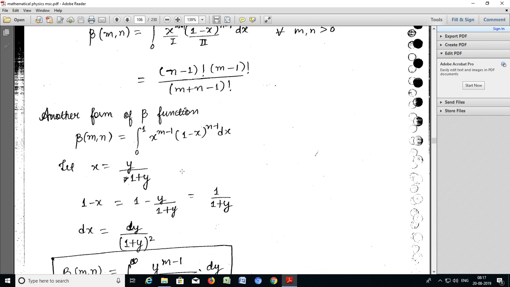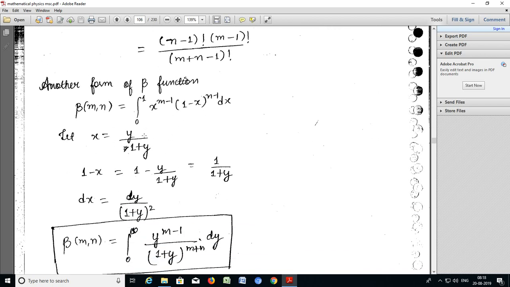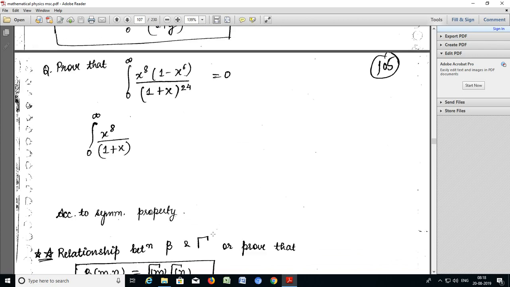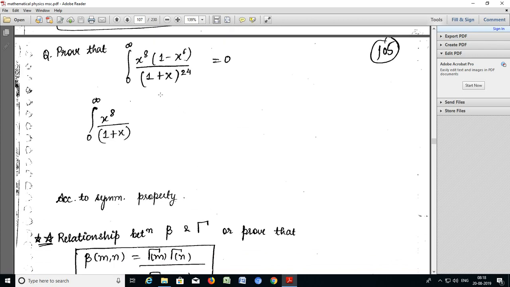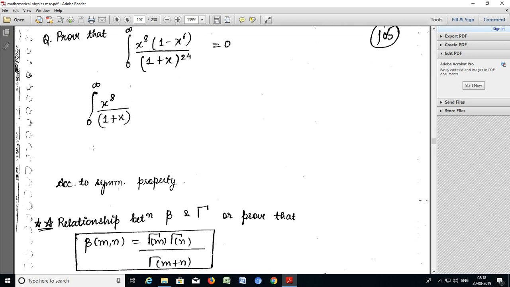Now, case number 2, if m is positive, integrate by taking this as the first term and this as the second term. So we will get this relation, n minus 1 factorial, m minus 1 factorial over m plus n minus 1 factorial. Another form of beta function. Let us write x to be y over 1 plus y. 1 minus x will be equal to this. So what is dx? That is equal to this much. So written in beta, this becomes y to the power m minus 1 over 1 plus y to the power m plus n into dy.